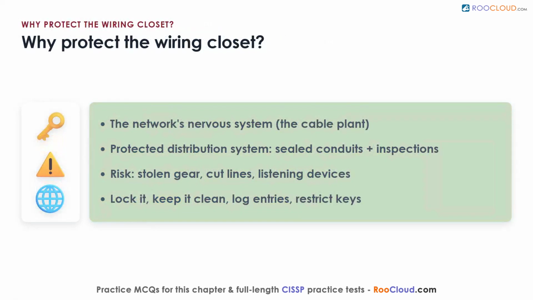Why does the wiring closet deserve serious protection? Because it is the nervous system of the building's network. A cable plant is the whole web of cables and gear that forms the physical network, from the entrance facility where the provider's line arrives, through the equipment room, the backbone, the wiring closets, and the horizontal runs to each work area. To guard the cables themselves, a protected distribution system uses sealed conduits, tamper-evident connections, and regular inspections to deter, detect, and prevent compromise.